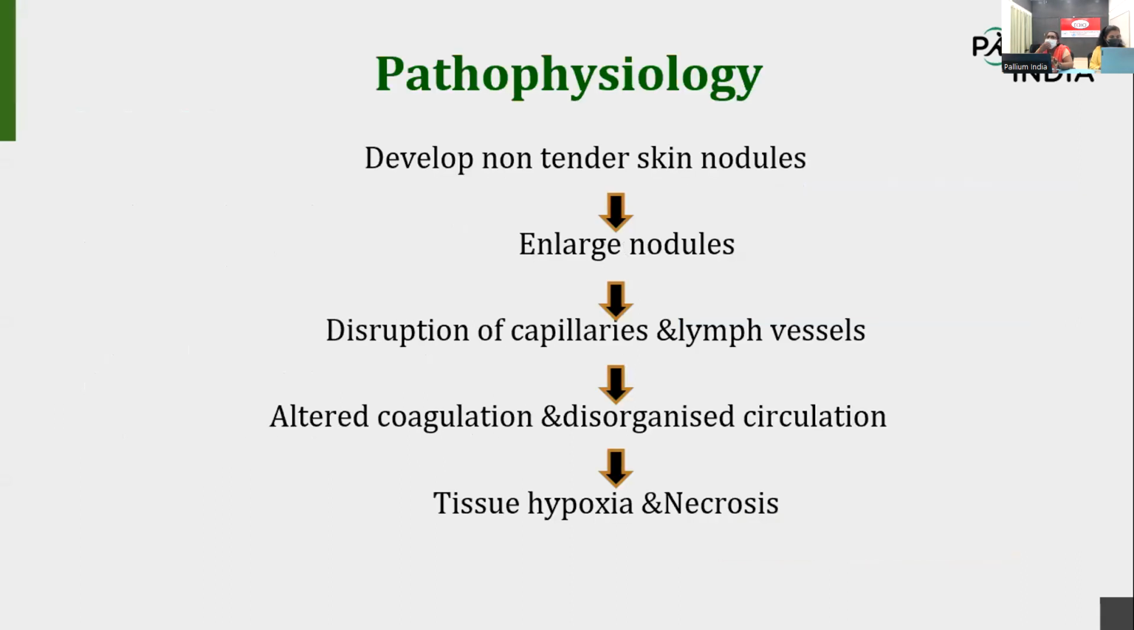So coming to the pathophysiology, we all know that they usually develop skin nodules. Gradually the skin nodules will enlarge. If there is nodule enlargement, there is a disruption of capillaries and lymph vessels. Gradually altered coagulation, then disorganized circulation will be there. Finally, tissue hypoxia and necrosis. So this is the pathophysiology of a fungating ulcer.